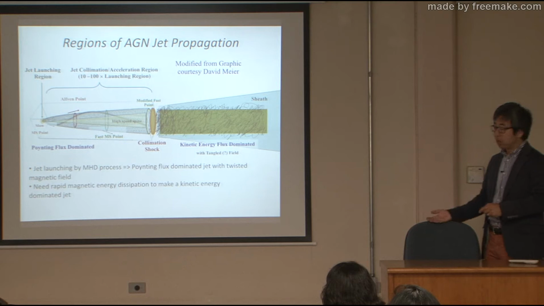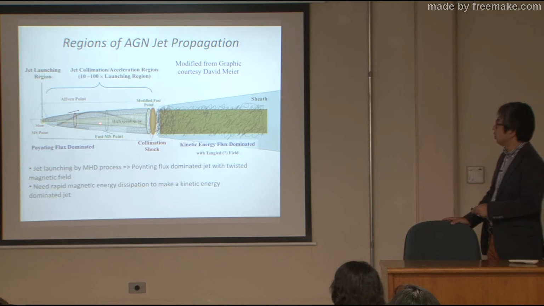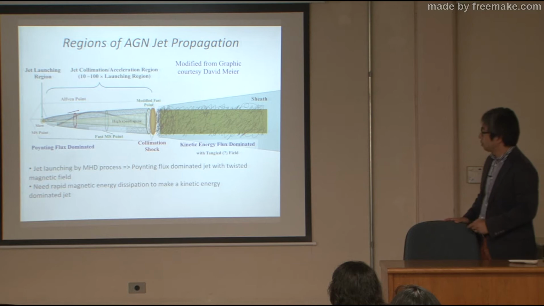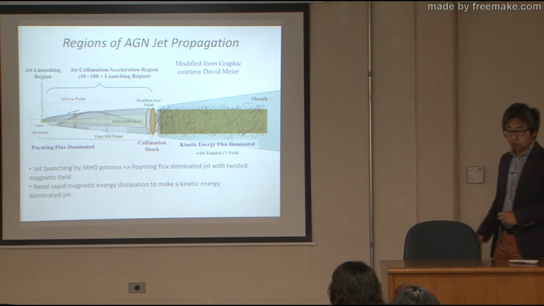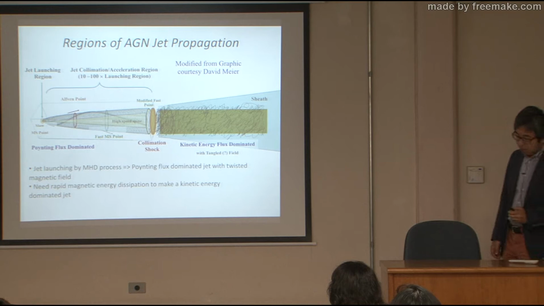So we need to think about somewhere where energy is exchanged from the magnetic energy to the kinetic energy. Then somewhere we have some transition region over there. Between the magnetic energy dominated and kinetic energy dominated regions, we also see some change in the collimation structure. So this is one of the pictures, but we also need some rapid magnetic energy dissipation to make the kinetic energy dominated jet far away. So this is one of the missing points and also my research point.